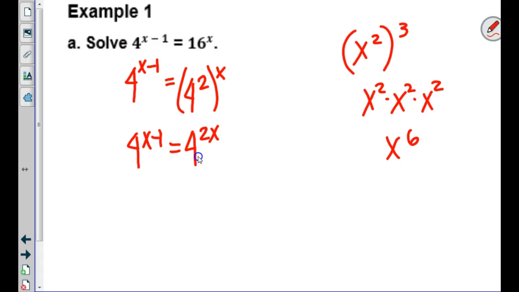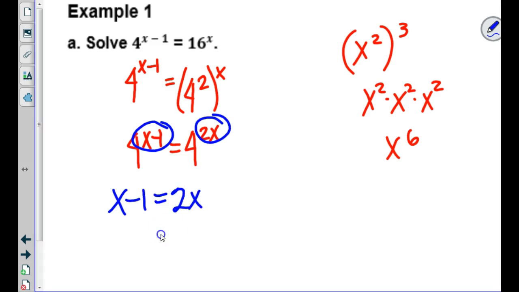Now, once they have the same base, what can I do with those exponents? Just set them equal to each other. They have the same base, so the exponents have to be equal. So I can just say, sorry, let me turn that dinging off, but x minus 1 equals 2x. If I subtract an x, I just get negative 1 equals x. If I plug it back in, I get 4 to the negative 2 equals 16 to the negative 1. Is that true?